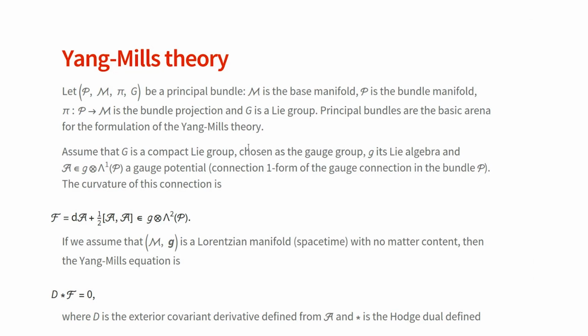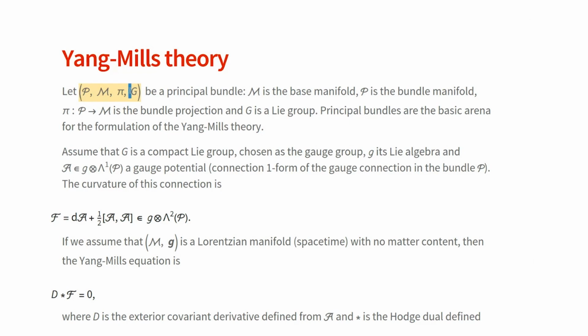Well, for doing that, let me just remind you of the mathematical background of a Yang-Mills theory. The first point is that Yang-Mills theory in the modern approach is formulated not in a vector bundle but in a principal bundle. So we have again a manifold and the principal bundle, and we have the bundle projection.